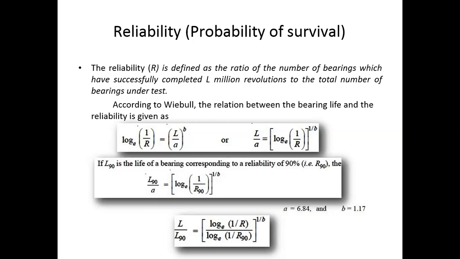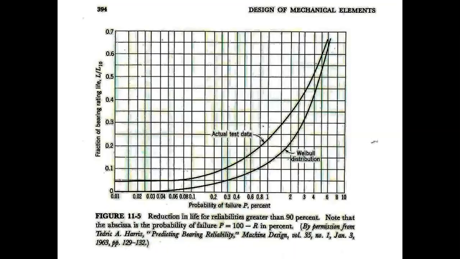Now, if you divide by the general equation, then you can find L divided by L90 is equal to (log e 1 upon R divided by log e 1 upon R90) raised to 1 upon B, where A is equal to 6.84 and B is equal to 1.17.